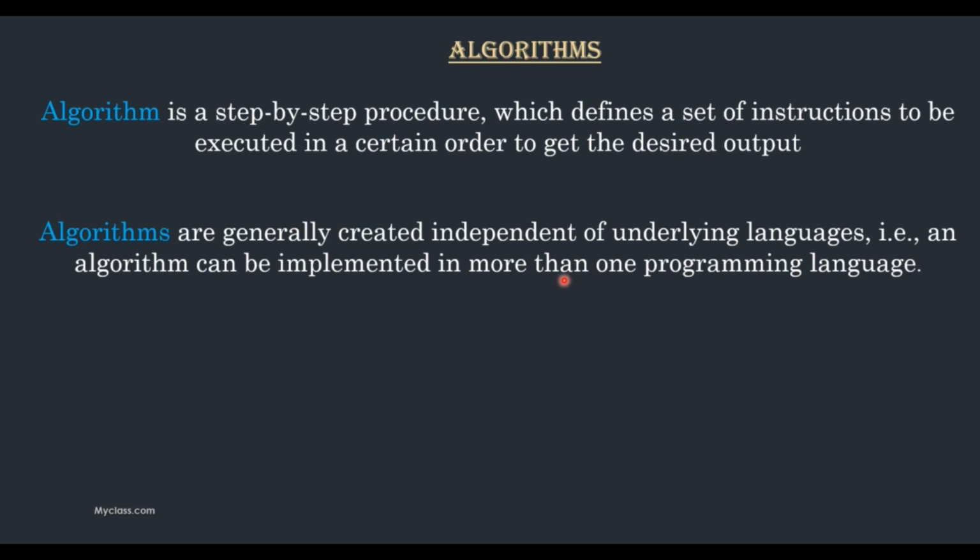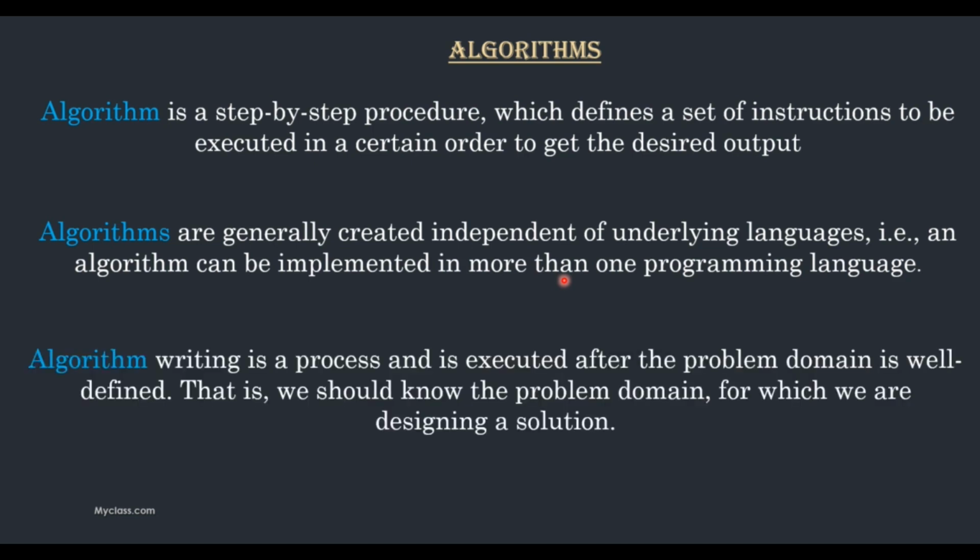Basically, we can write algorithms in our English language, which is independent of any programming language. When we go to the implementation phase, we can implement this algorithm in more than one programming language. So an algorithm is a solution for a particular problem to get a desired output. Algorithm writing is a process and is executed after the problem domain is well defined. That is, we should know the problem domain for which we are designing a solution.